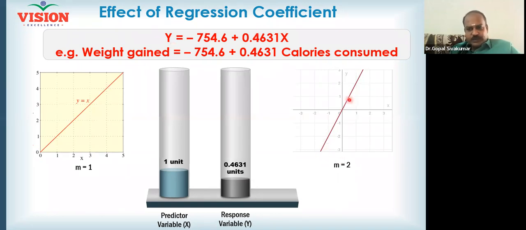Suppose your regression equation is in this manner. When I increase the x by 1 unit, what do you notice here? Y is increasing by?